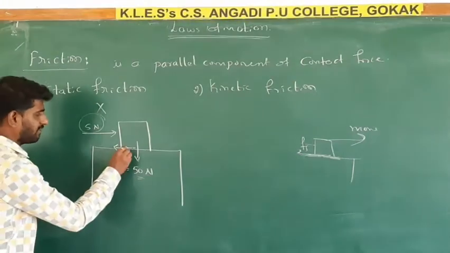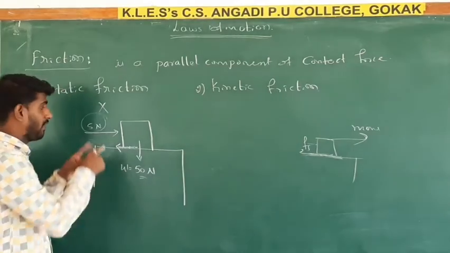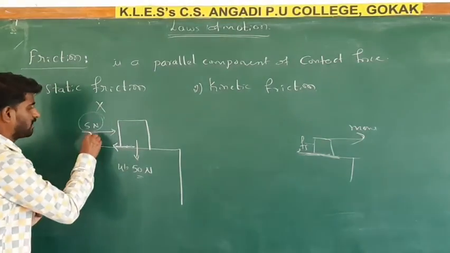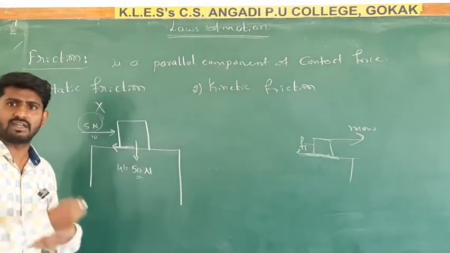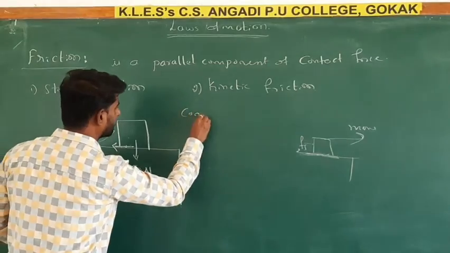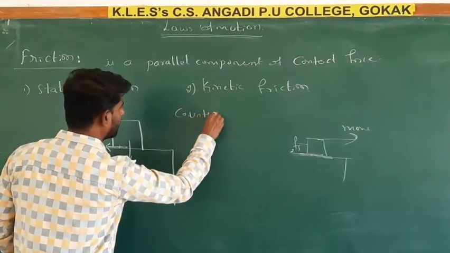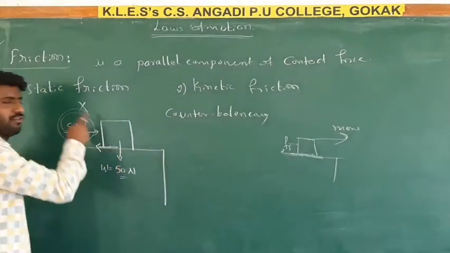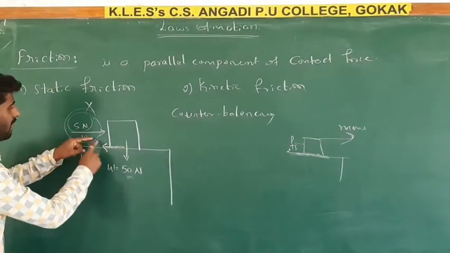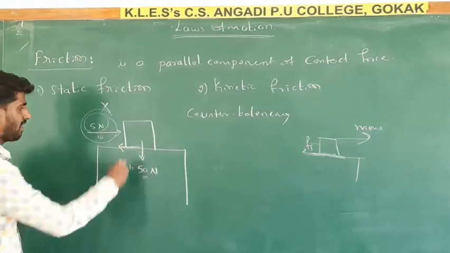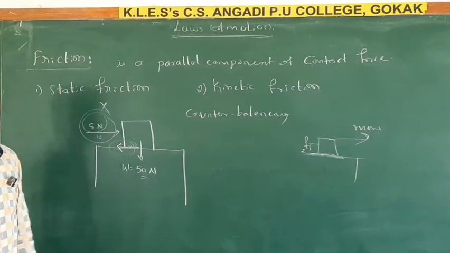Okay, so because of this friction the body is not moving even though you are applying the force. Is it clear? Okay, if I apply 10 Newton, there is no motion. If at 20, 30, 40, this applied force is exactly counterbalanced by the frictional force. The applied force is cancelled by that horizontal component of the contact force. So this horizontal component of contact force is called static friction.